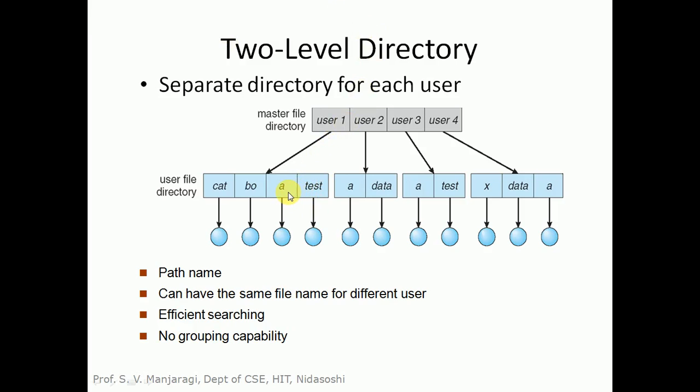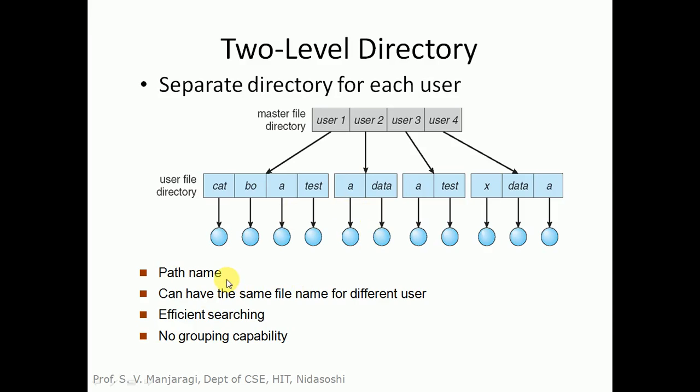For example, as I mentioned already, the file A is being duplicated among the different users here. This is allowed because if you look at this A for user 1, its directory is different, and if you look at this A for user 2, its directory is different. So user 1 and user 2 can have the same file A, kept in two different directories.